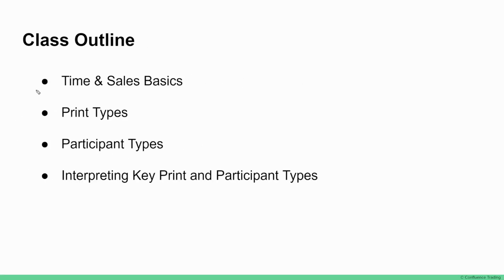Okay, so in today's lesson, we're going to start off by just covering the absolute basics of time and sales. We're then going to talk about the different print types that you'll see, along with the different participant types that you can differentiate between. Finally, we'll talk about how you interpret the different participant and print types and can actually use them to potentially predict what might happen next in the market.